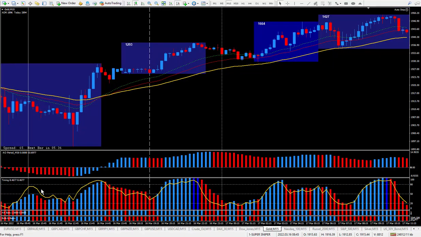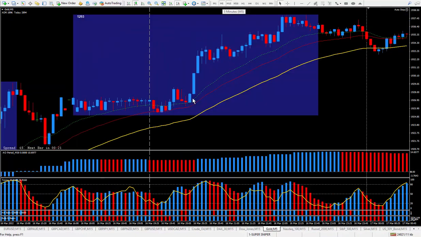Bring that little cursor to the line. And then you're going to drop it down to the 5 minutes. And hopefully, now we got to find this line on the 5-minute time frame. Oh, see how it kept it? Perfect.